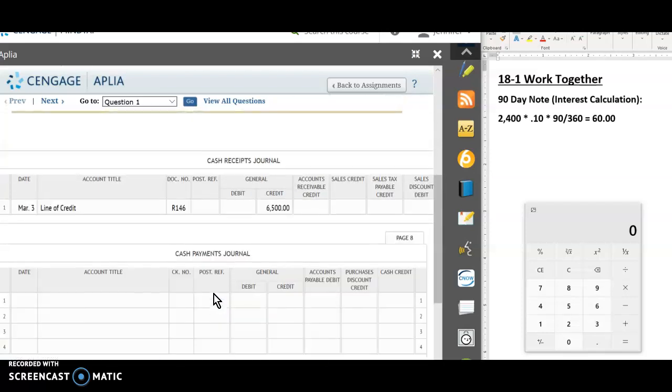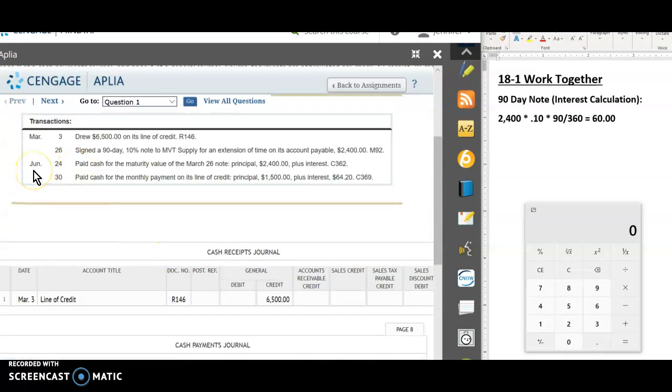Okay. So third transaction, on June 24th, we are paying cash for the maturity value of that March 26th note. The principal was $2,400 plus our interest, and this is a check, $362.